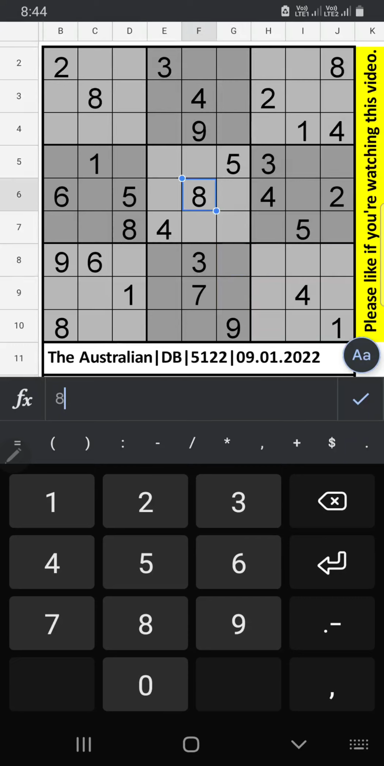Welcome to SQL Sudoku. I'm going to solve the Australian Sudoku, January 9th 2022, diabolical Sudoku. Column I, column J, we have 1. So 1 can't come in the cells. Then 1 is confirmed here. 6th row and 7th row we have 8. Column J also we have 8. So 8 can't come in the cells, then 8 is confirmed here.